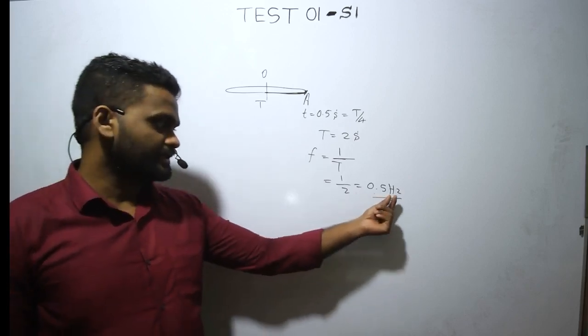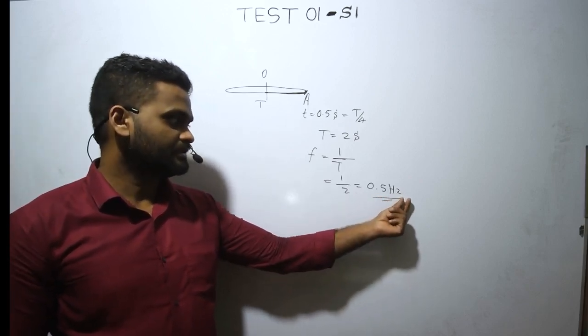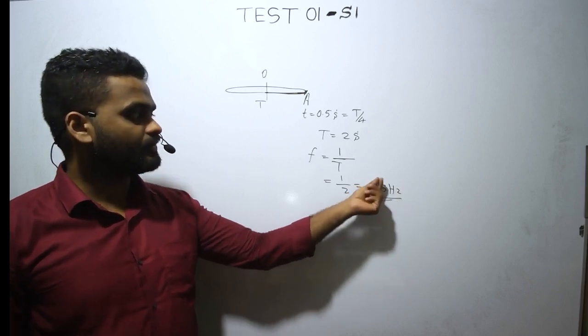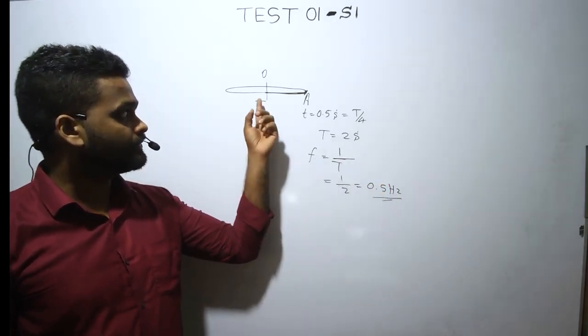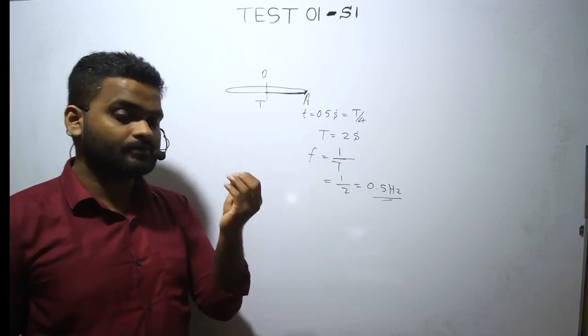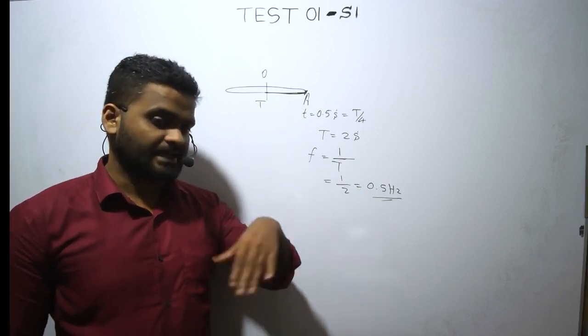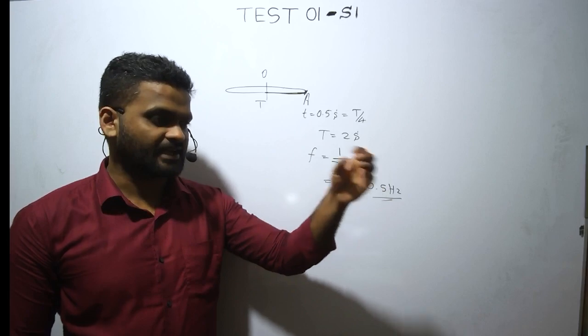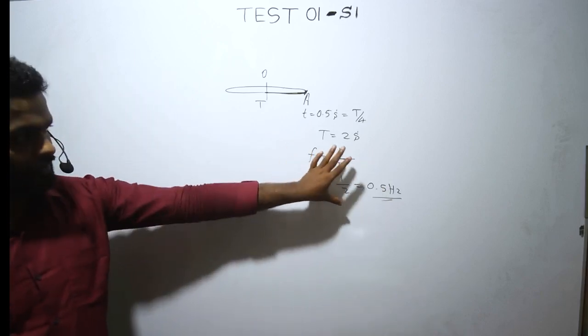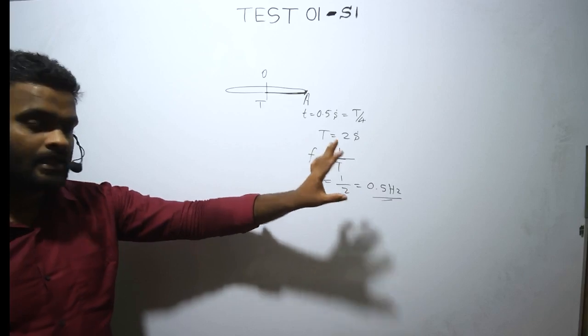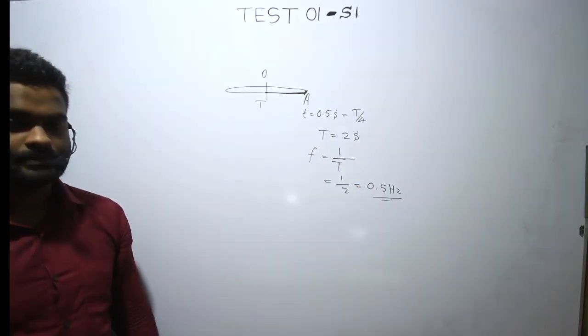The meaning of that is, per second, it does 0.5 of the cycle. Within a second, it does 0.5 of a cycle. That is what frequency means, right? How many cycles per second, when you're talking about frequency under simple harmonic motion.